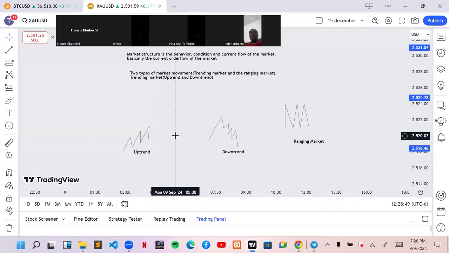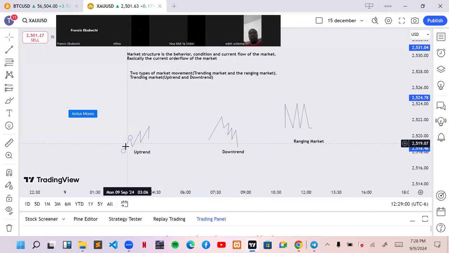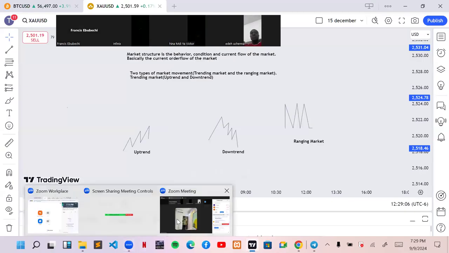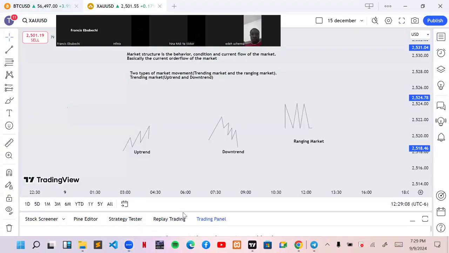So market structure is the behavior, condition, and the current flow of the market. There are two types of market movements, the trending market and the ranging market. The trending market has two types, uptrend and downtrend. This is what an uptrend is. This is what a downtrend is, and this is what a ranging market is.